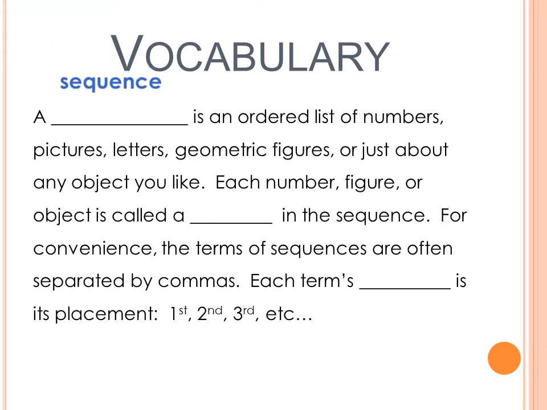A sequence is an ordered list of numbers, pictures, letters, geometric figures, or just about any object that you like. So the first three examples that we just did were all sequences. Each number, figure, or object is called a term in the sequence. For convenience, the terms of sequences are often separated by commas. Each term's index is its placement. So you have the first term, which has an index of 1, the second term has an index of 2, and so on.